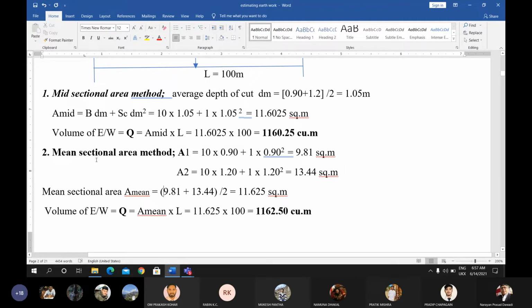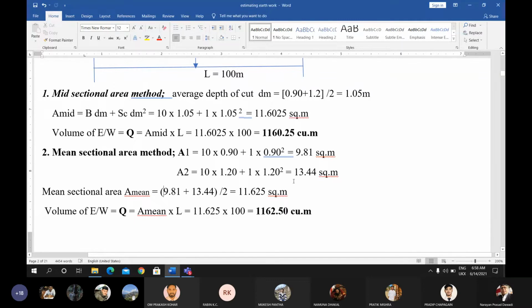Which gives the value of 1162.50 cubic meter. You can see from the first method and the second method, the volume of earth is relatively nearer. Exactly the value is not the same, but they remain nearly equal. So you can use the mid section area method or the mean section area method; for the earth calculation, a small variation in volume does not matter.